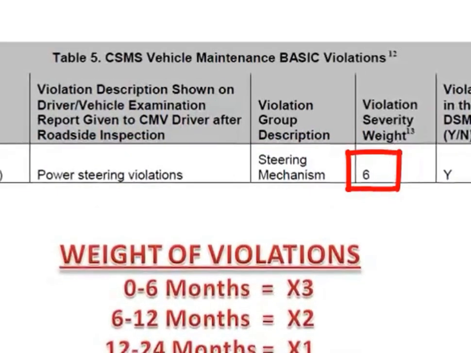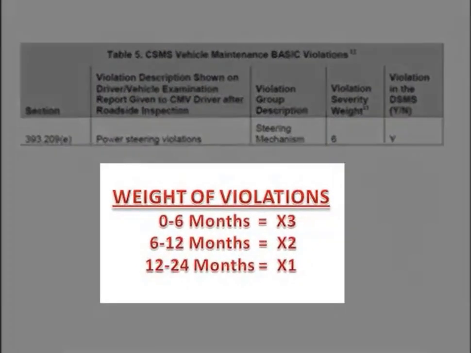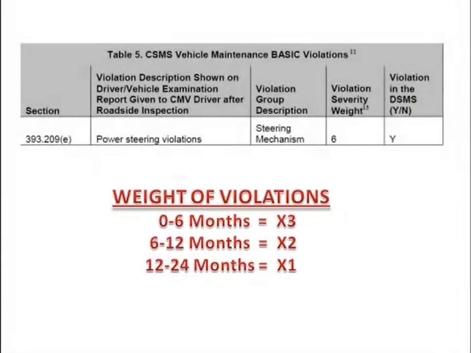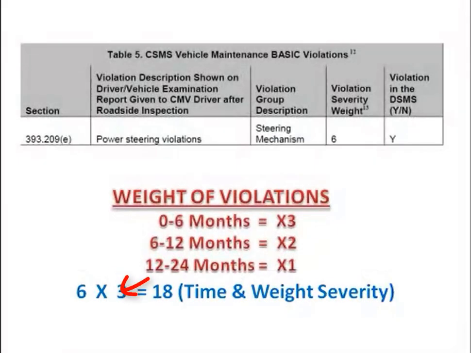Something we've not yet discussed is time weight. Under the CSA, the weight of violations from 0 to 6 months multiplies the point total by 3, 6 to 12 months by 2, and 12 to 24 months by 1. So with this in mind, if we take our first violation of 6 and multiply that by the time weight, we get a total of 18.